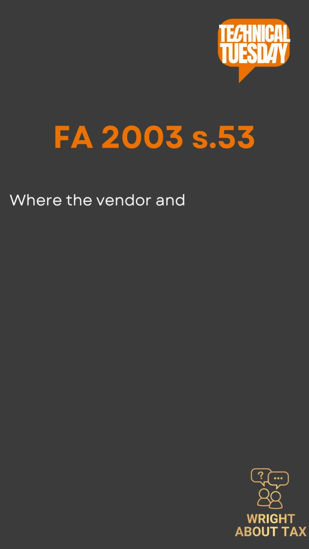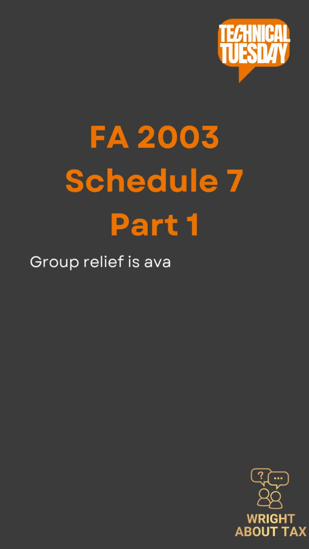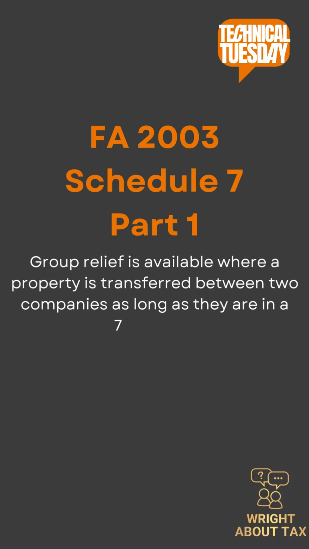Most of the legislation for SDLT that I'm talking about is within Finance Act 2003. The first piece is Section 53, which tells us that for connected parties we need to use a consideration being the deemed market value, which means that when we are talking about groups, we therefore want group relief. As long as we have a 75% group, relief under Schedule 7 of Finance Act 2003 should be available.